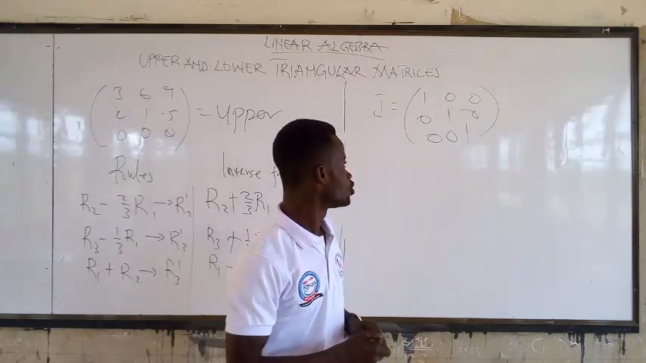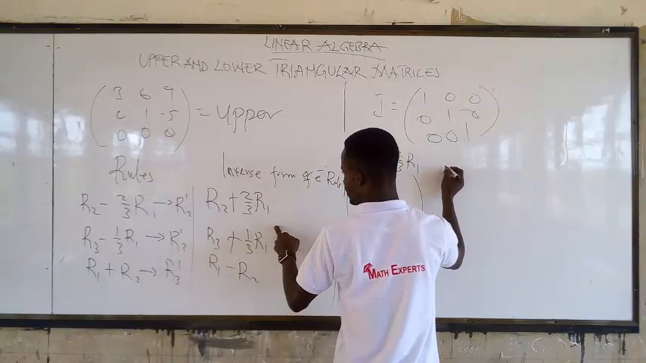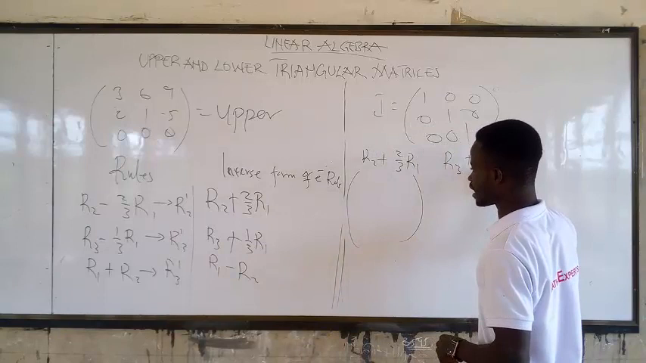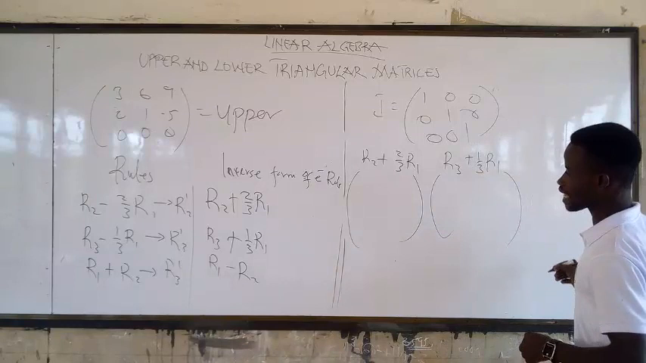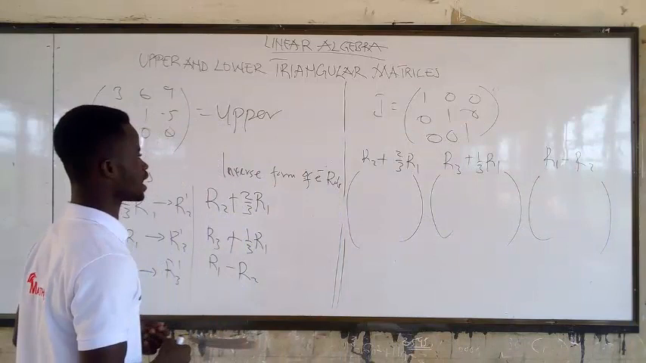So when you come, R2 plus 2 over 3 R1, you apply it to it. Then we have R3 plus 1 over 3 R1. Then you let it affect that. R1 minus R2. Then you let that affect that. Beautiful. So let's see how we are going to get it.